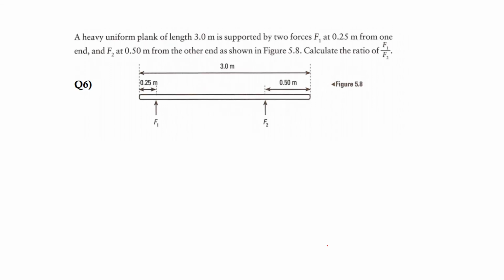A heavy uniform plank of length 3 meters is supported by two forces F1 at 0.25 meters from one end and F2 at 0.50 meters from the other end, as shown in figure 5.8. Calculate the ratio of F1 divided by F2.